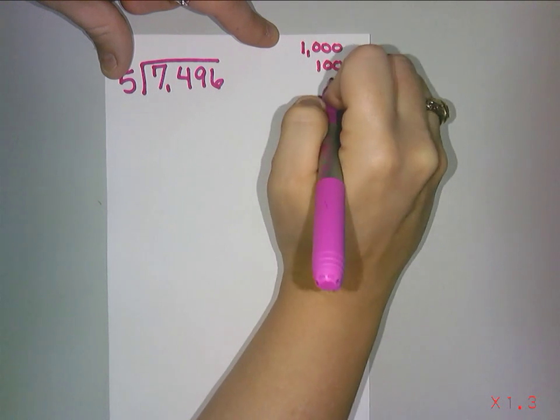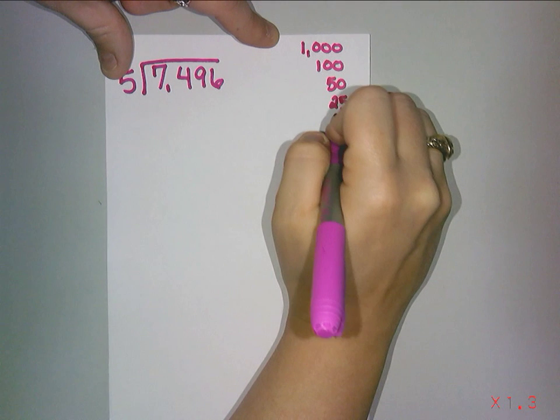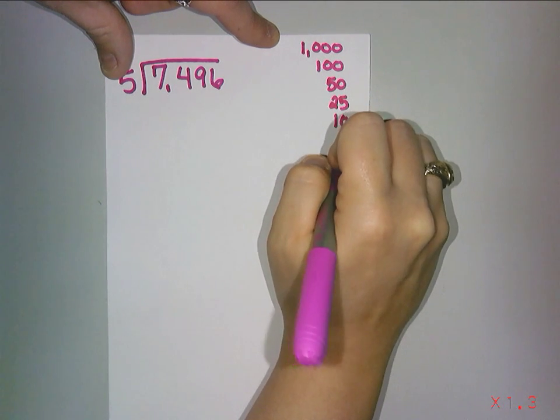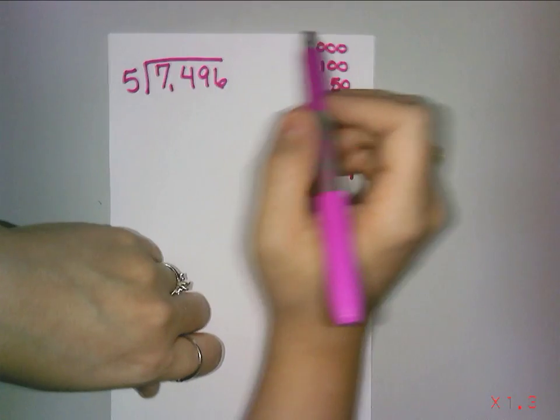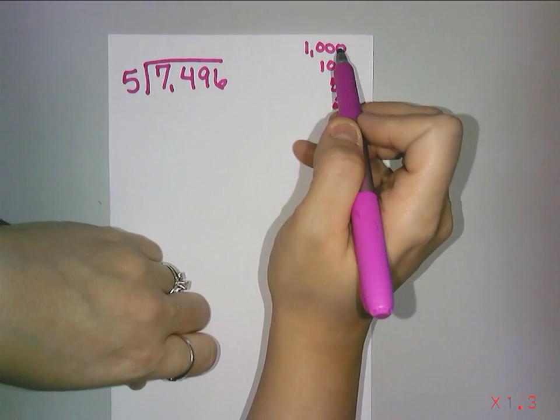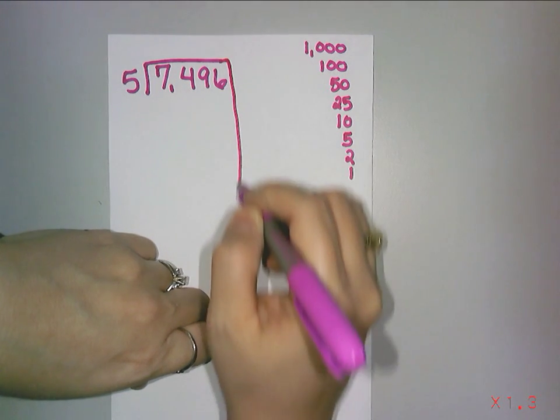I can't do 25s anymore, so I'm going to do a group of 10. And I get 50. I subtract, and I have 71. I can do one more group of 10. That leaves me with 21. Now I'm going to come over here because I've run out of room.